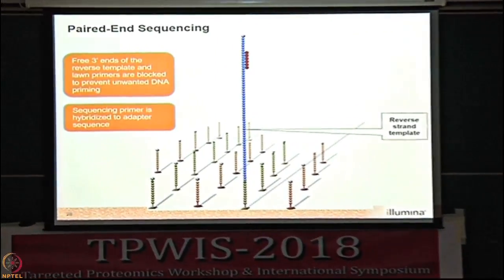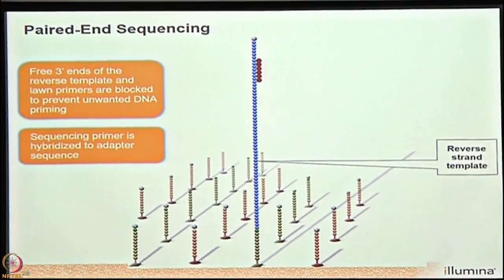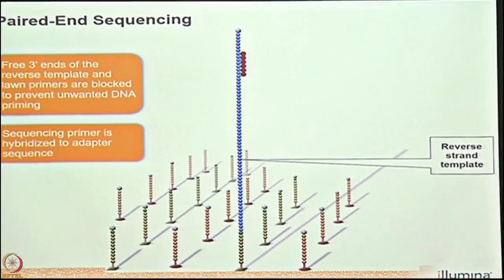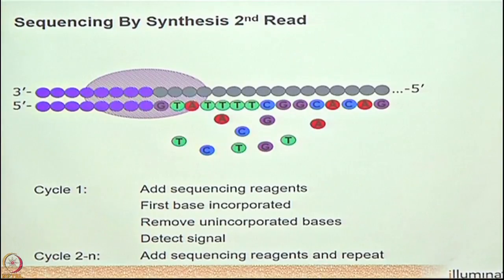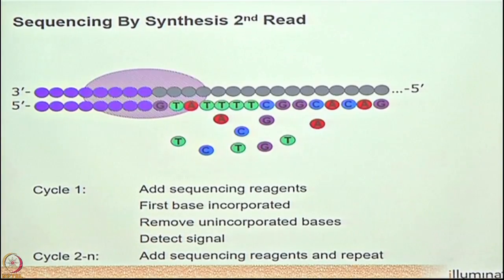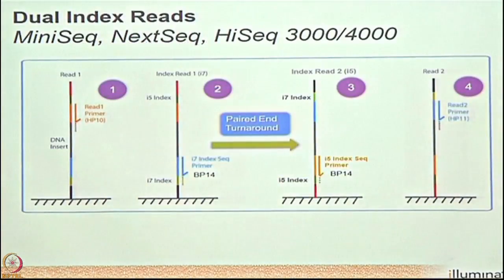RD2. You remember the structure of the library, there was an RD2 region. So there the read 2 primer will go and bind, and just like read 1 we are set for sequencing. All the reagents will flow, this is how you will sequence. Just like the first one, but the difference is here you are sequencing the reverse strand. This is all about paired end sequencing. So in all our platforms, essentially we initially carry out read one sequencing, then we go for index sequencing, barcode sequencing, which is essentially 6 to 8 base pairs long, then barcode 2, and then finally read 2.